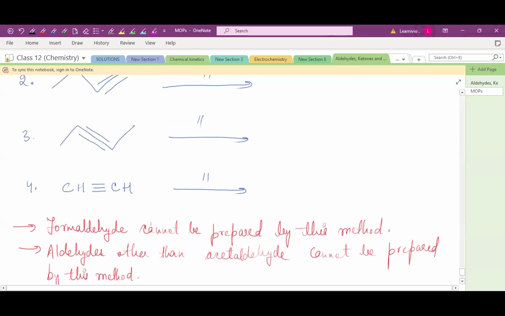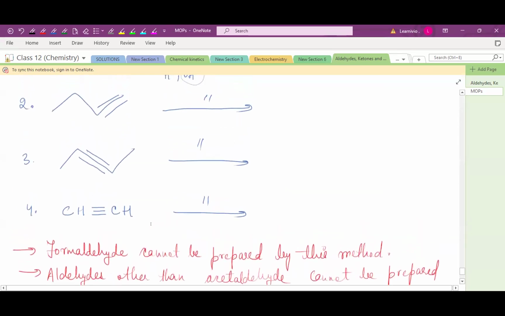Okay, I will explain why, but do this question first. When you do the fourth question, you will get to know why you can't prepare aldehydes other than acetaldehyde. You can only prepare one aldehyde, which is acetaldehyde, and this is the fourth reaction. CH triple bond CH, ethyne, you can prepare the acetaldehyde. Just quickly do that and tell me the answer.